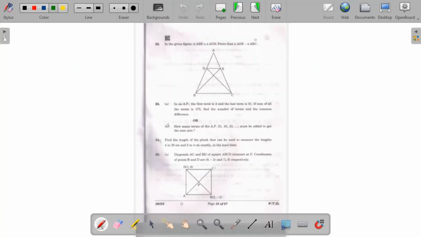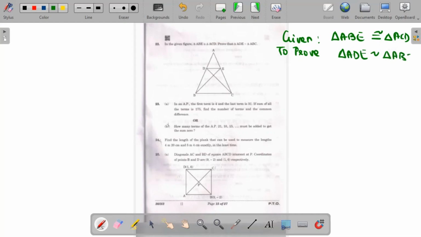So in this question, in the given figure, triangle ABE is congruent to triangle ACD, and we need to prove triangle ADE is similar to triangle ABC. See, what is given to us is triangle ABE is congruent to triangle ACD, and what we need to prove is triangle ADE is similar to triangle ABC. So now let's write out the proof.